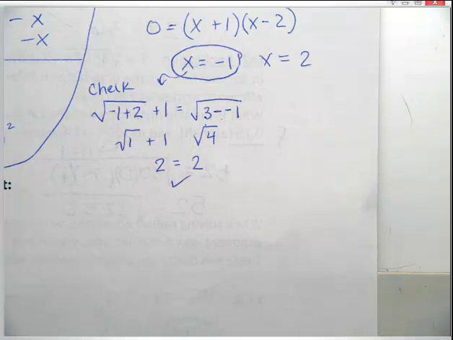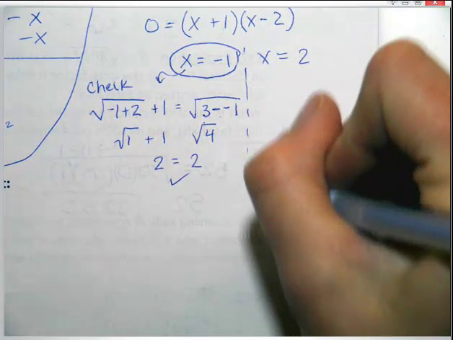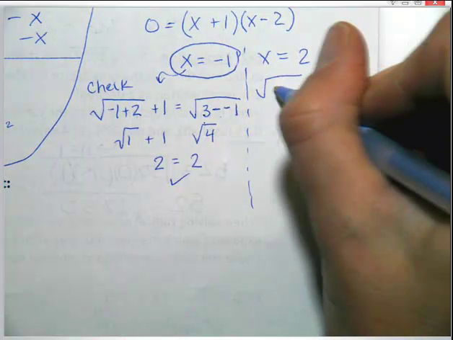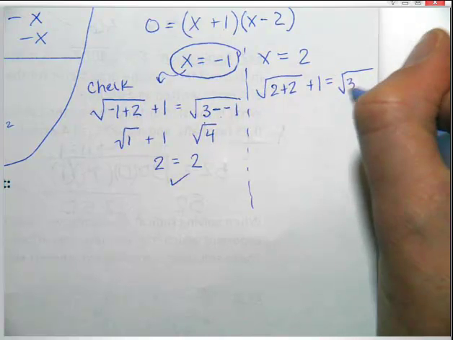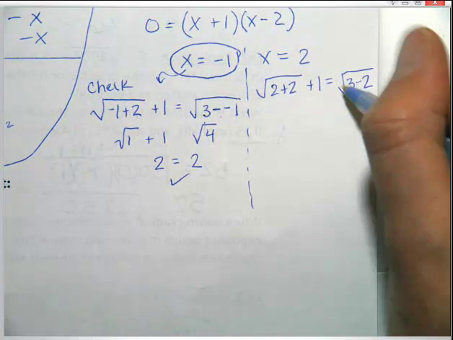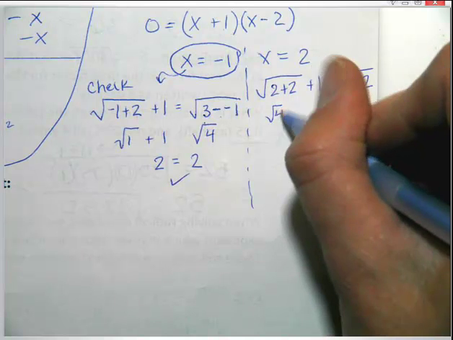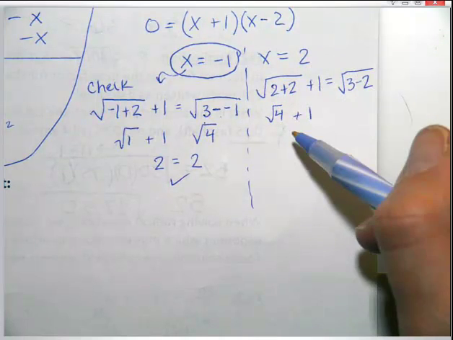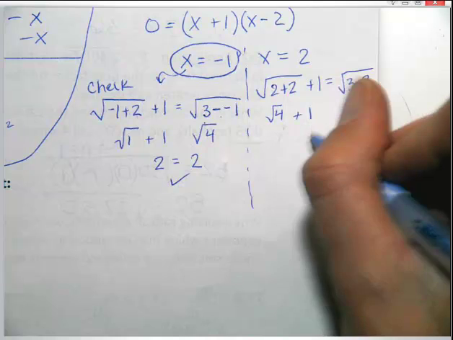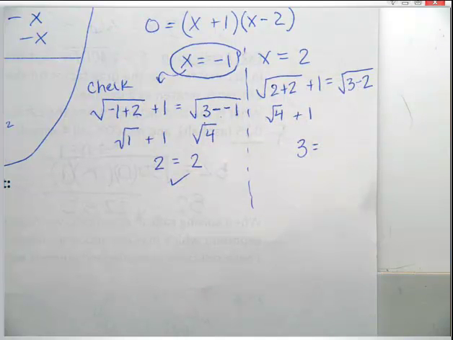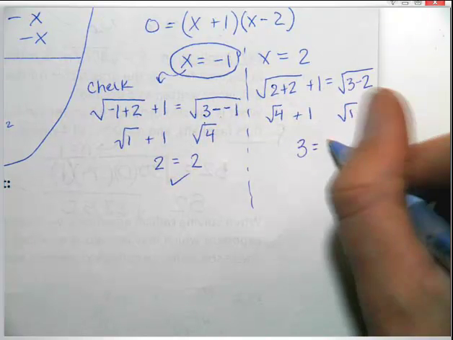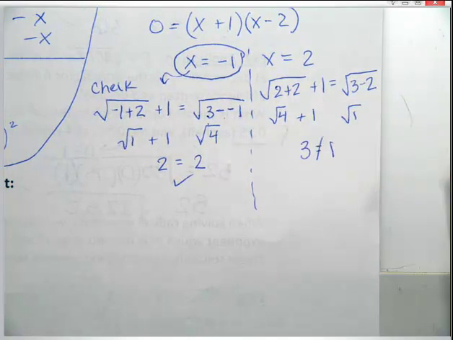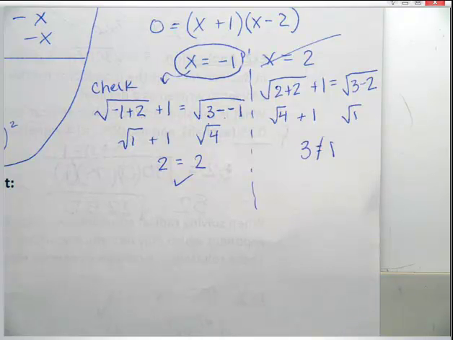If I check the x equals 2, we're going to have square root of 2 plus 2, then plus 1 is supposed to equal the square root of 3 minus 2. So on the left side, I get square root of 4 plus 1. The square root of 4 is 2, so 2 plus 1 is 3. On the right side, 3 minus 2 is 1. The square root of 1 is 1. 3 does not equal 1, and so we'll cross out x equals 2 as a solution, and that one is extraneous.